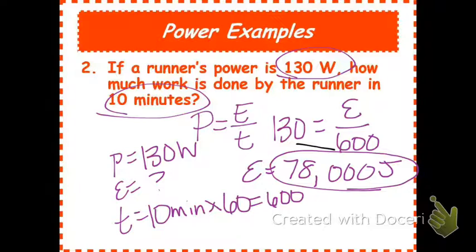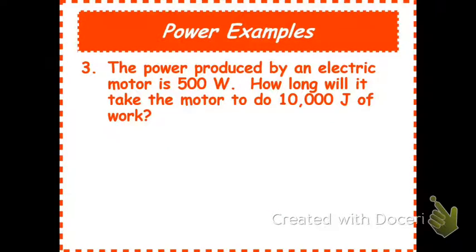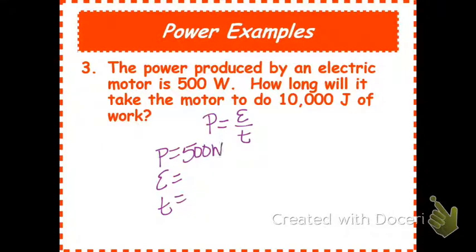Alright, last but not least example. Again, we know it's a power problem, so you have your PET equation. P equals, E equals, and T equals. The power produced by an electric motor is 500 watts. How long will it take the motor to do 10,000 joules of work? So they gave us 500 watts. They give us 10,000 joules. And so they want to know how long. So we're solving for T.